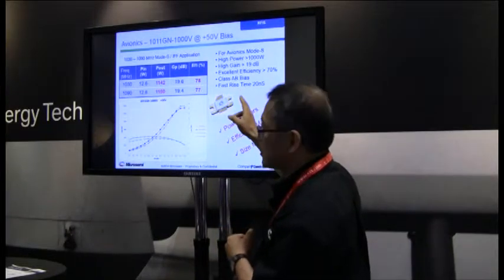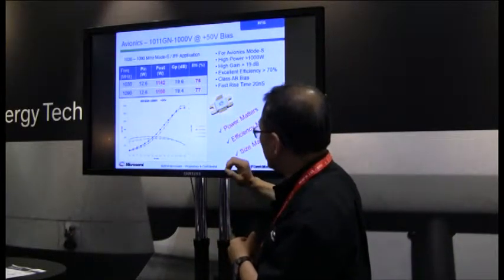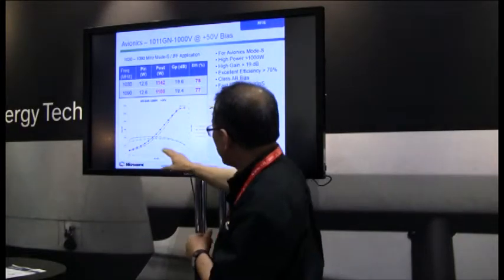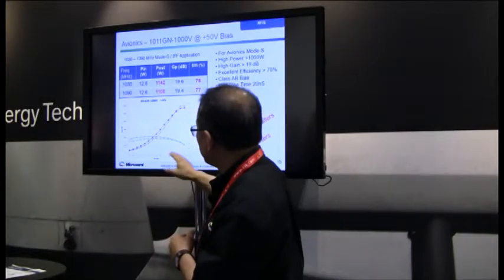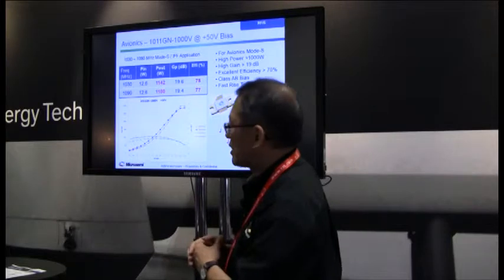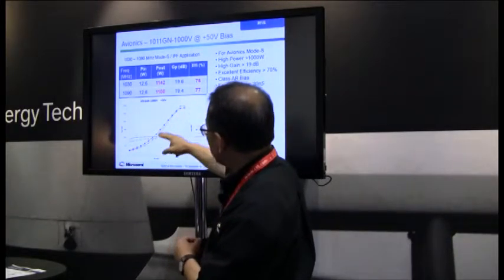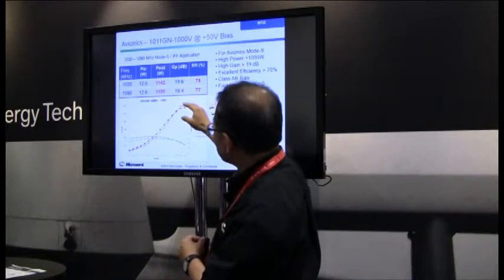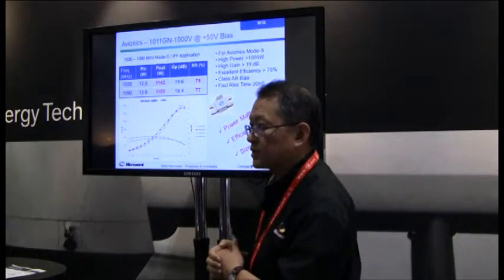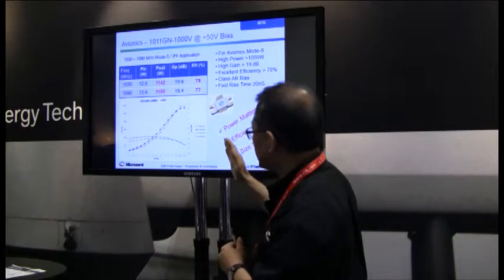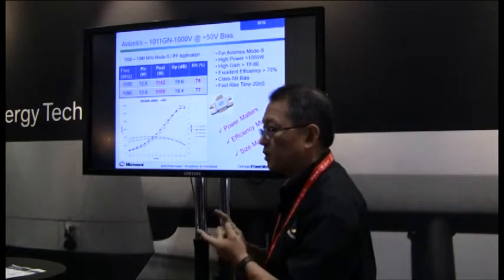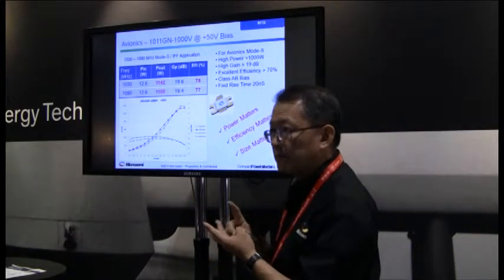This is biased in class AB with a 20 nanosecond rise time. You can see the dynamic range is very wide. Normally it has 15 to 20 dB dynamic range, extremely wide because of class AB, and then you see the power curve come up very smoothly to about the 1100 watts level. So power matters, efficiency matters, and size matters. Smaller the size, higher the power, and best efficiency.